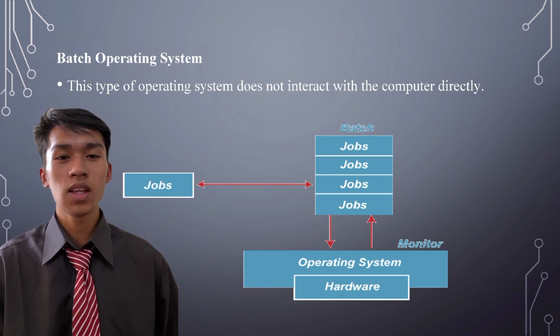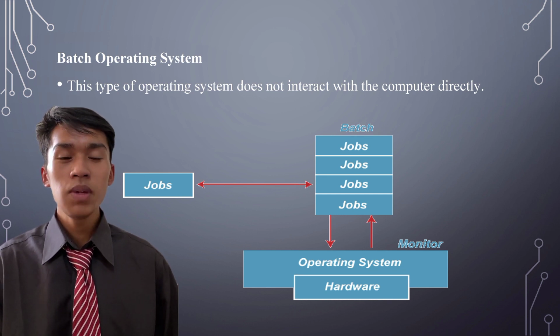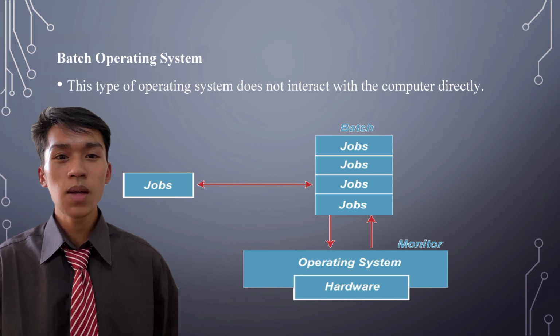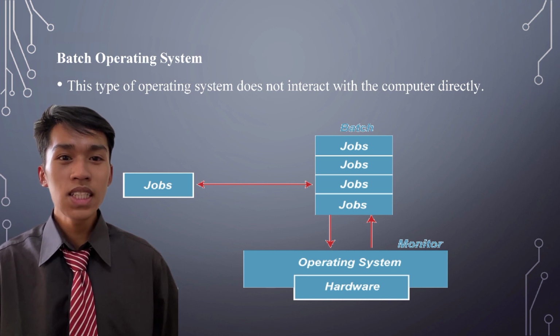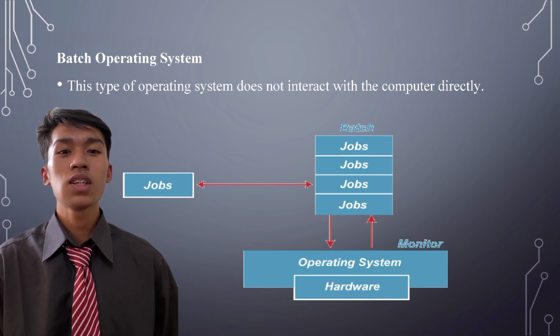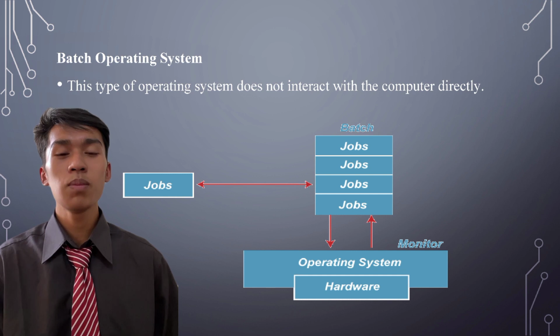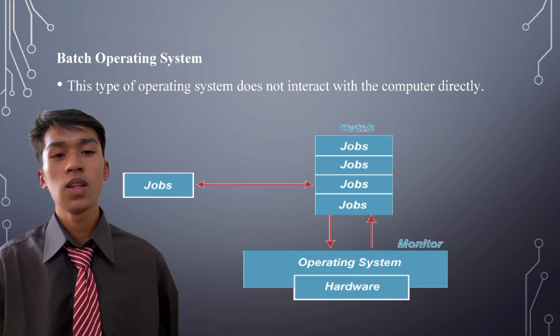In a batch operating system, access is given to more than one person. They submit their respective jobs to the system for execution. The system puts all the jobs in a queue based on first come, first served, and then executes the jobs one by one. The users collect their respective outputs when all the jobs get executed.